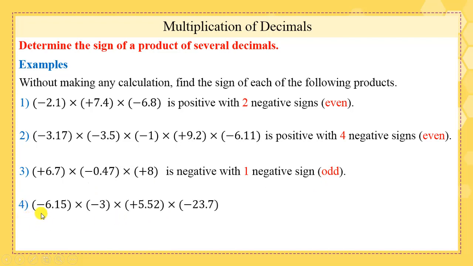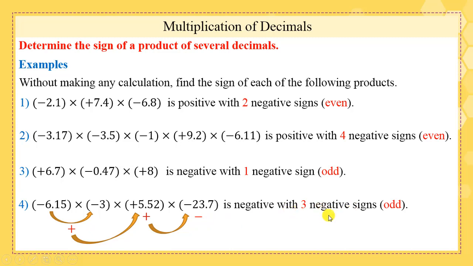Part 4, negative times negative, same sign, positive. Positive times positive, same sign, positive. Positive times negative, opposite signs, negative. Then this product is negative with 3 negative signs. 1, 2, 3, and 3 is odd. What do we notice? When the number of negative signs is even, the product is positive, very good. When the number of negative signs is odd, the product is negative.